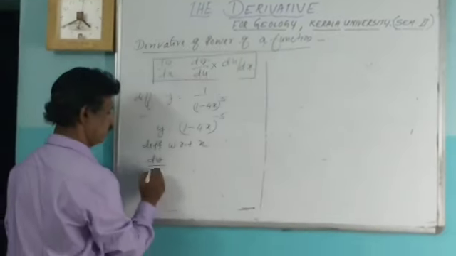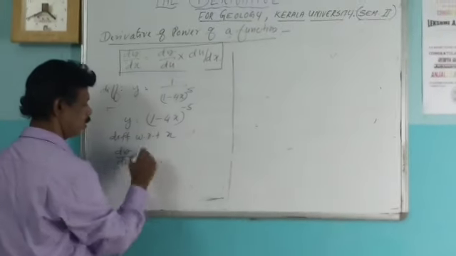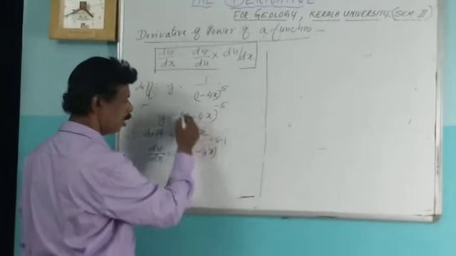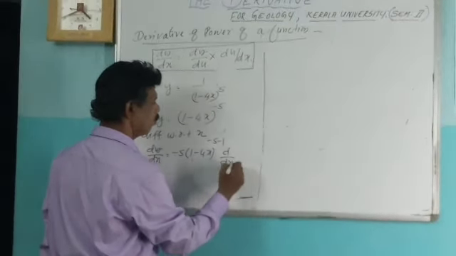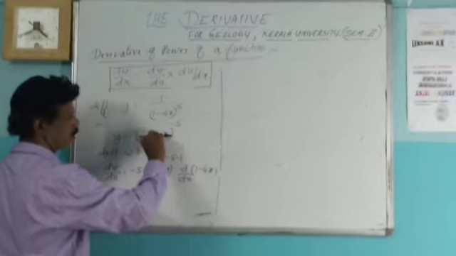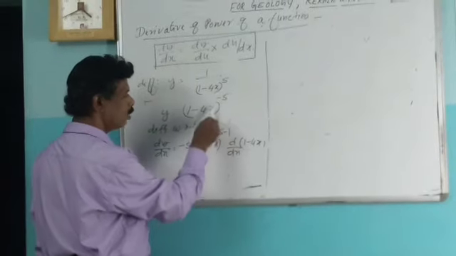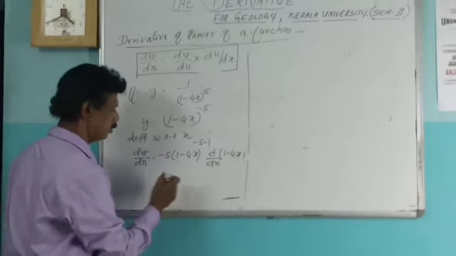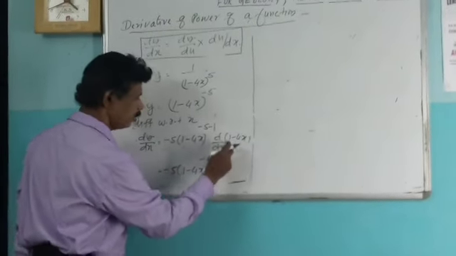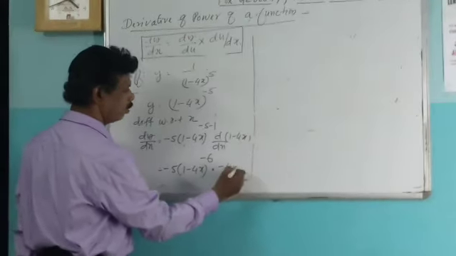Then dy by dx is equal to x raised to n, x raised to n minus 1, that is minus 5 into 1 minus 4x all raised to minus 5 minus 1. After that, differentiate d by dx of 1 minus 4x. Okay, that is minus 5 into 1 minus 4x all raised to minus 6, into derivative of 1, which is 0, derivative of minus 4x, minus 4, into derivative of x equal to 1.